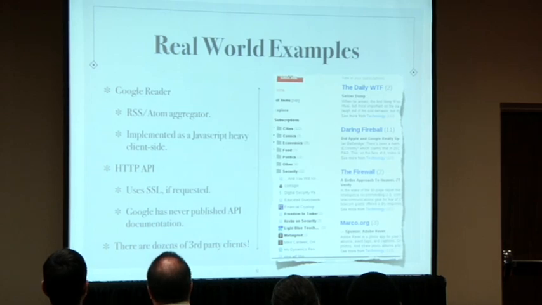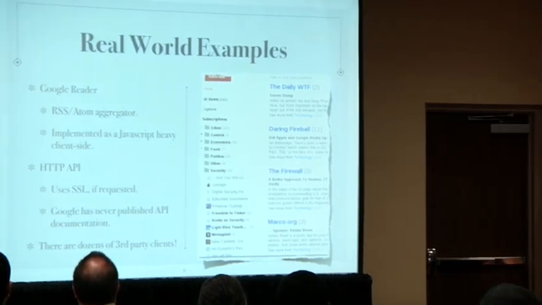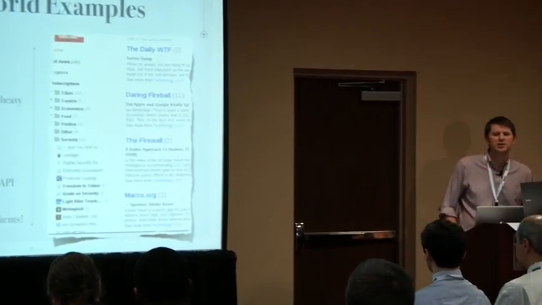And the interesting thing about this is that Google has never published an API document for this. So if you wanted to build a third-party Google Reader client, there's no Google documentation that says, well, this is how you get a feed, this is how you log in. There's none of that. And yet there are dozens of third-party clients. And so this tells us that despite using SSL, people have clearly been able to reverse engineer this entire protocol to a level of detail that's required to build a compatible client.